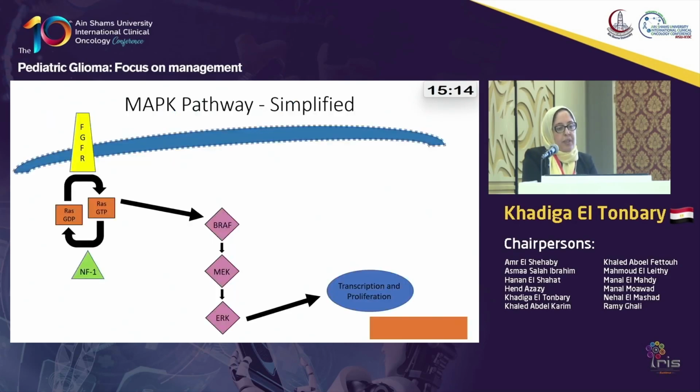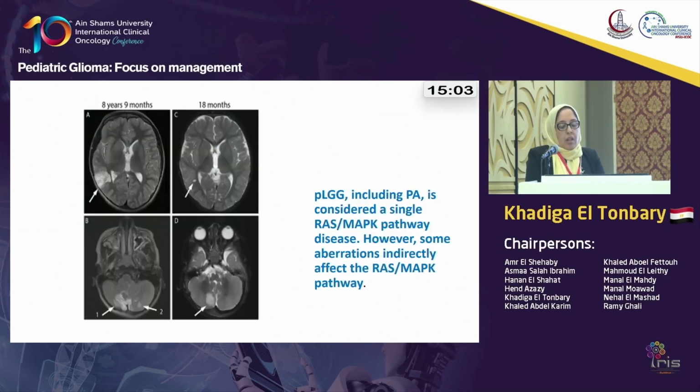This is the simplified MAPK pathway, and through knowing these mutations we will know the targeted therapy we'll talk about later. Usually, pediatric low-grade gliomas, including pilocytic astrocytoma, are considered a single-pathway RAS-MAPK disease. However, some aberrations indirectly affect this.